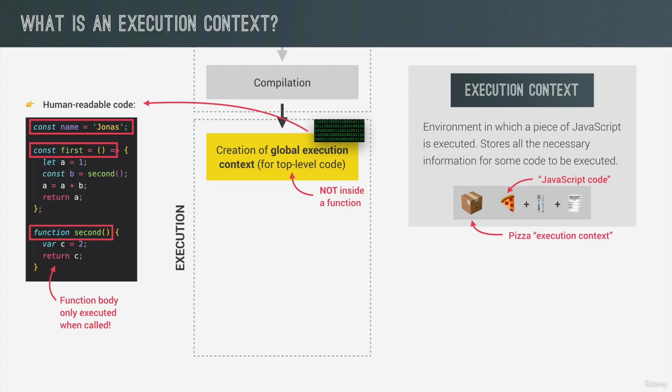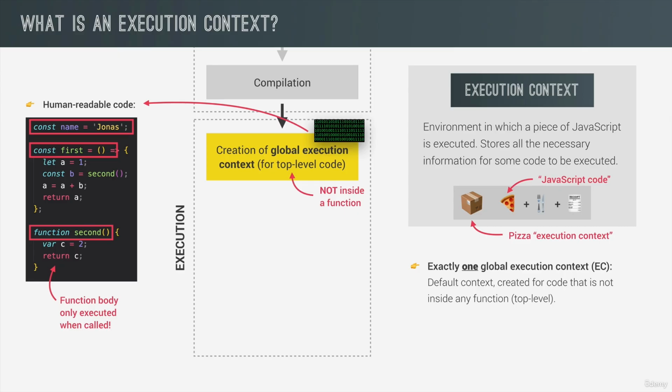The box also contains cutlery and the receipt, which are necessary to eat the pizza, or in other words, to execute the code. Okay? I hope that made sense and made the concept of execution context a little bit more clear. Now, in any JavaScript project, no matter how large it is, there is only ever one global execution context. It's always there as the default context, and it's where top-level code will execute.